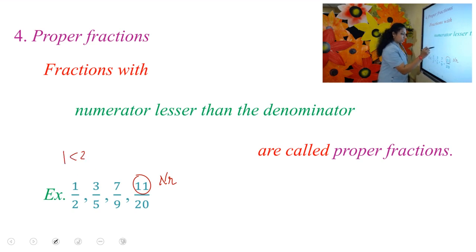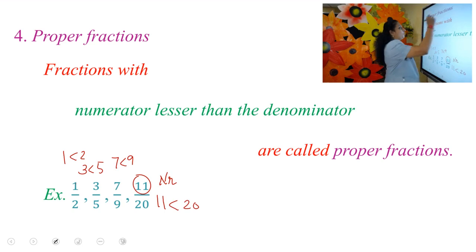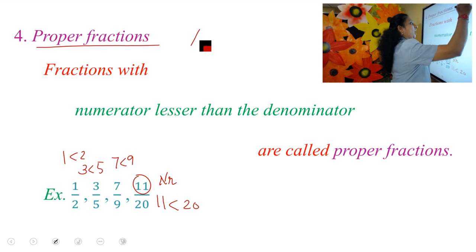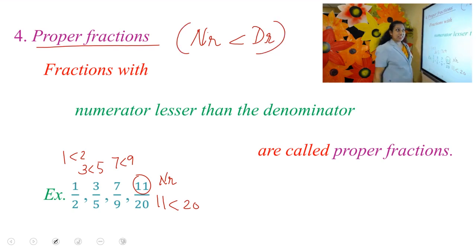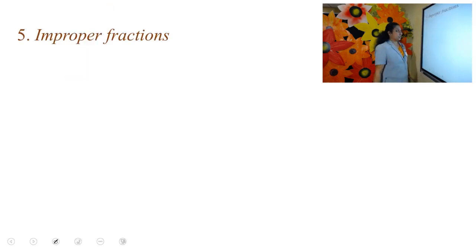1 is smaller than 2. 3 is smaller than 5. 7 is less than 9. 11 is less than 20. So, proper fraction. What is a proper fraction? Fractions with numerator less than the denominator. If the numerator of a fraction is smaller than the denominator, we call it a proper fraction. Next is improper fraction.